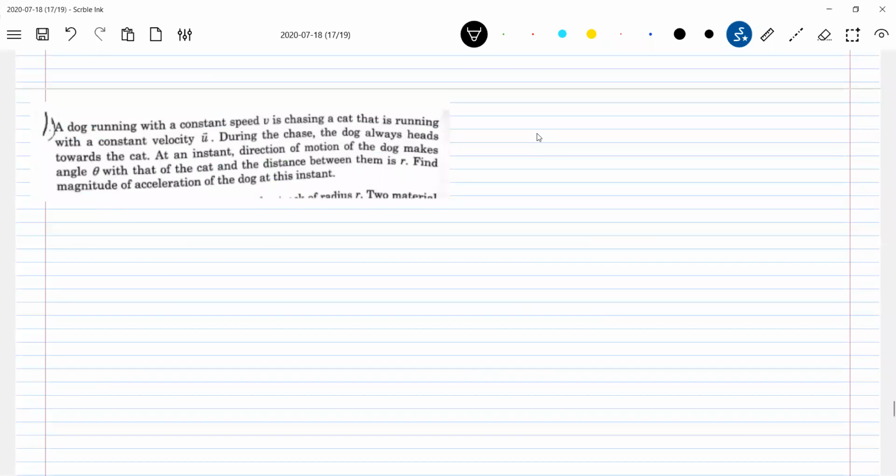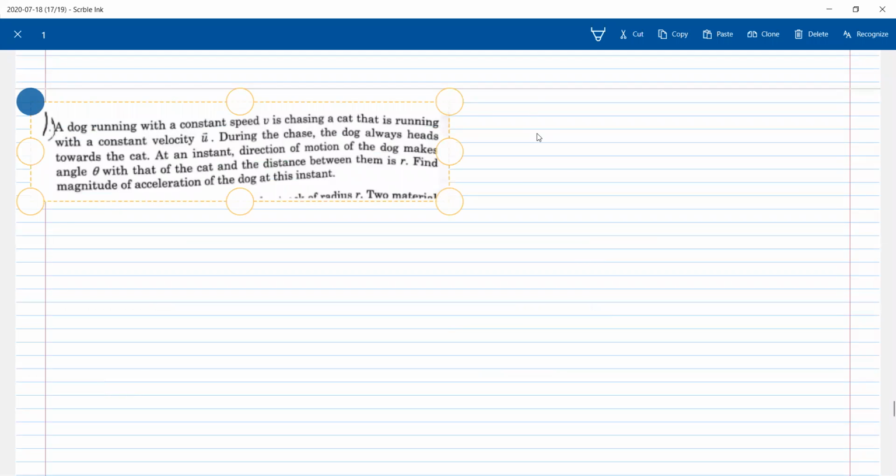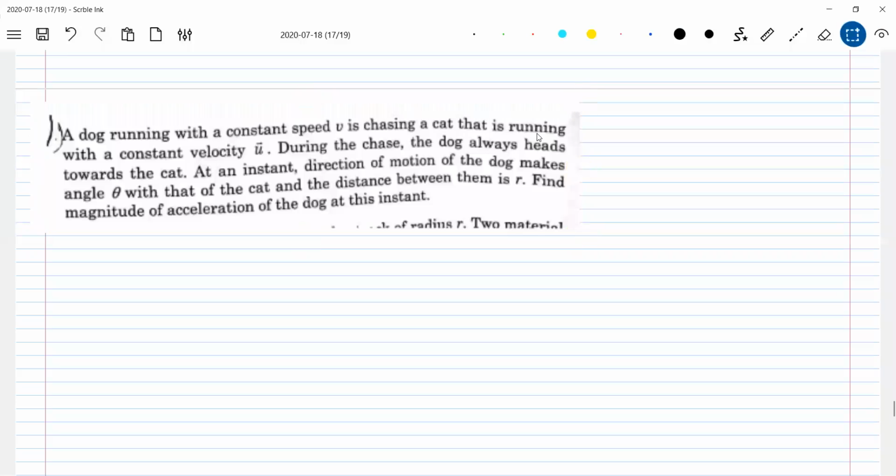A dog running with a constant speed v is chasing a cat that is running with a constant velocity u. During the chase, the dog always heads towards the cat. At an instant, the direction of motion of the dog makes an angle theta with that of the cat, and the distance between them is r. Find the magnitude of acceleration of the dog at this instant.